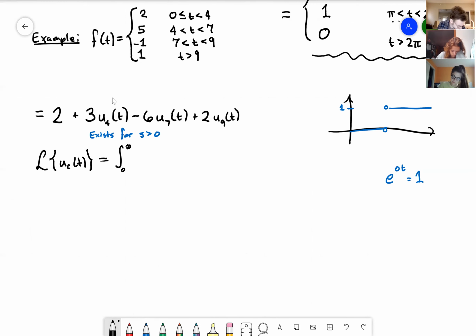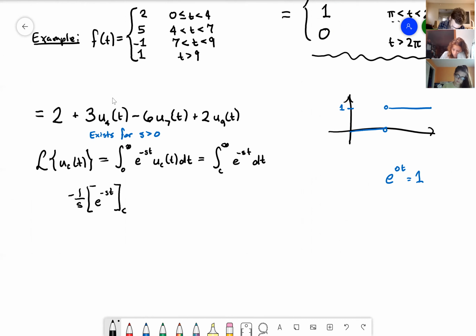Well, we'll have the integral from 0 to infinity, e to the minus st, u sub c of t, dt. And so this u sub c of t is 0 for a while, up until we get to the point c. So we can just get rid of that part from 0 to c and just take the integral from c to infinity of e to the minus st, because from this point on, uc is 1, dt. And now this is easy to compute the antiderivative of. This will be negative 1 over s e to the minus st, evaluated at c and infinity.